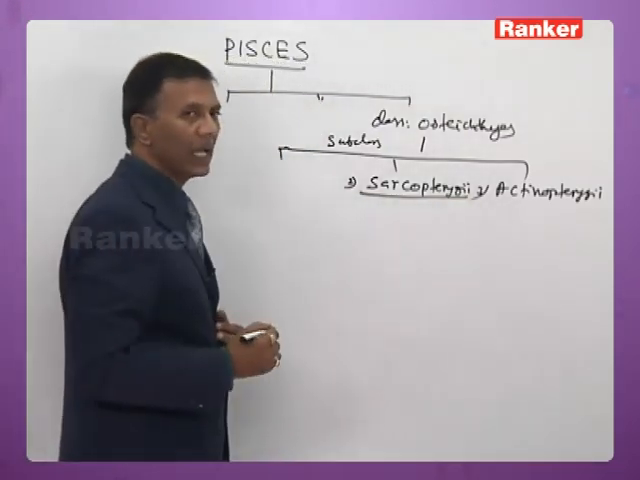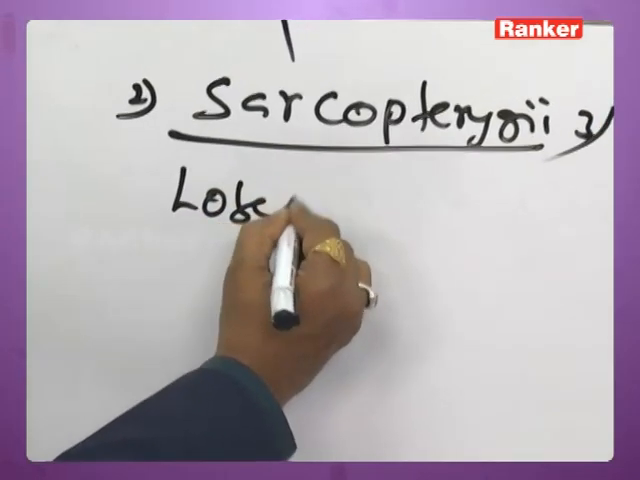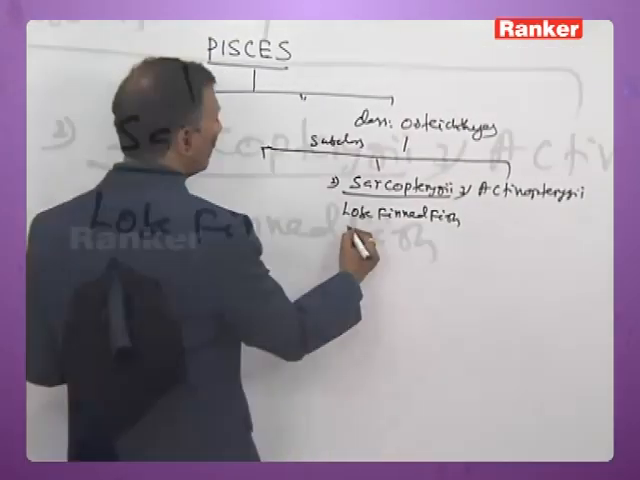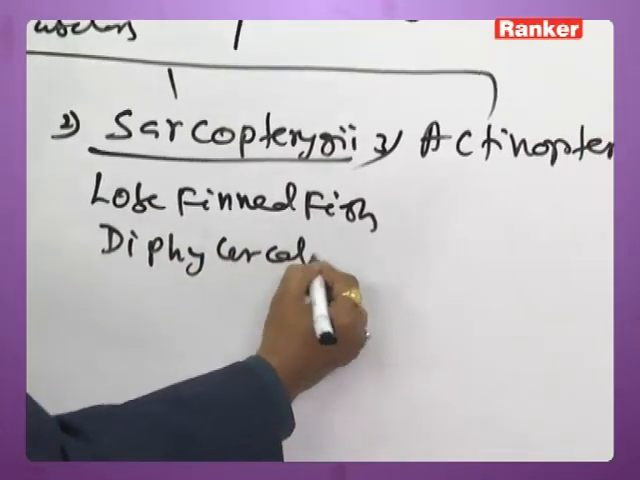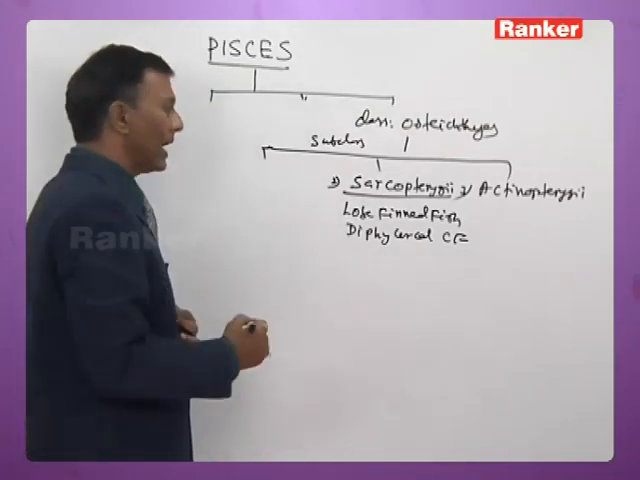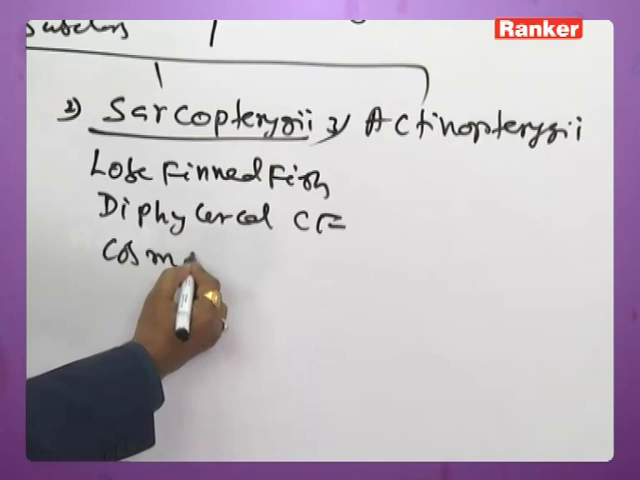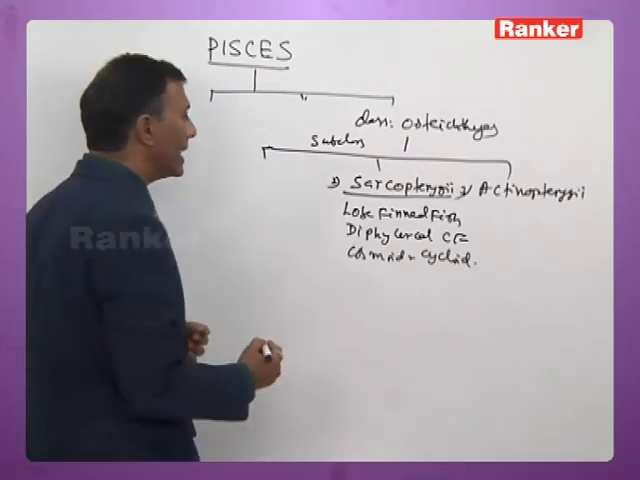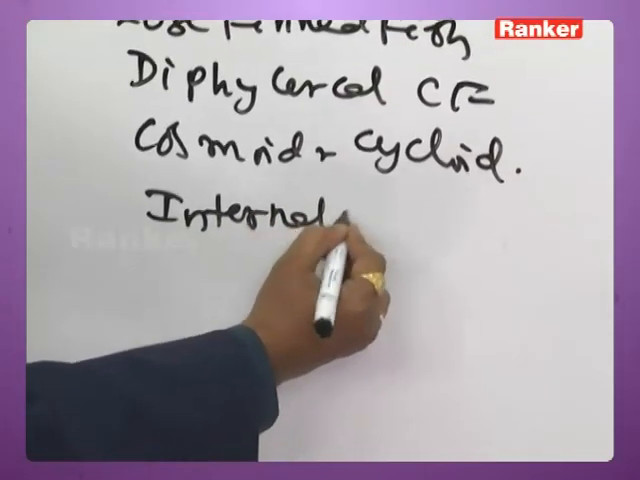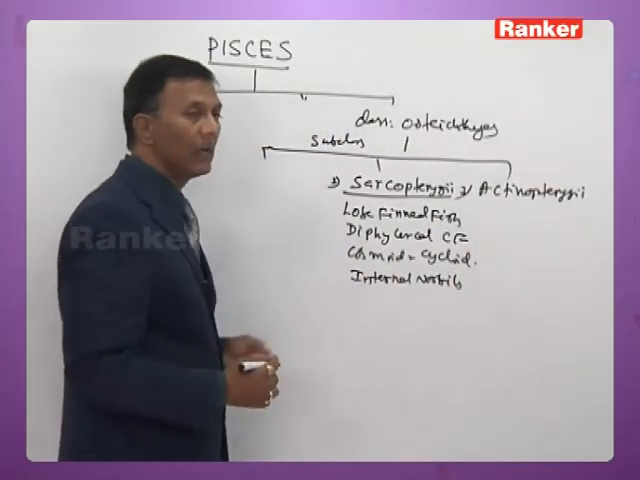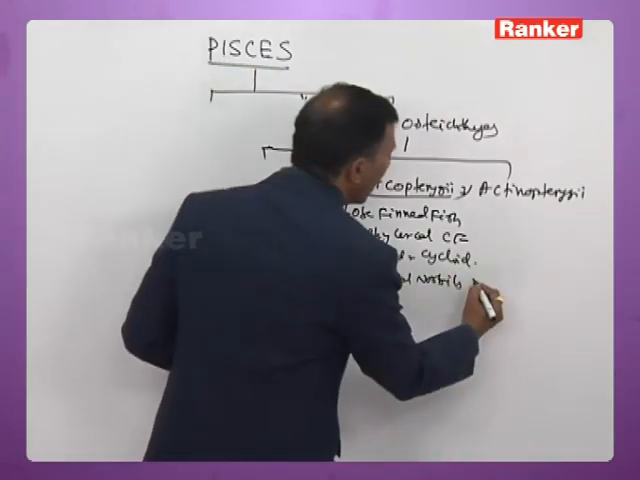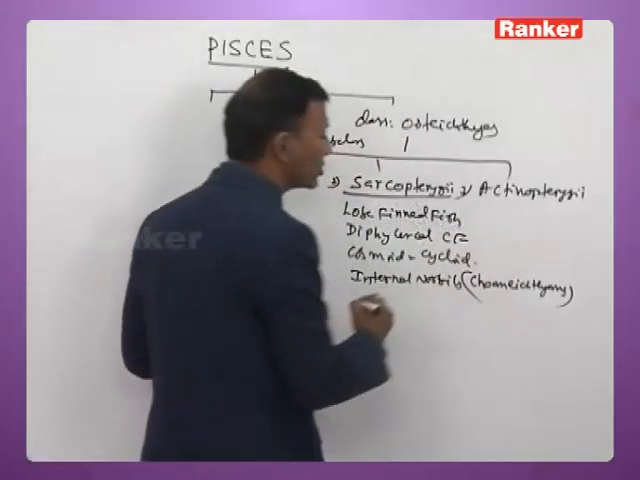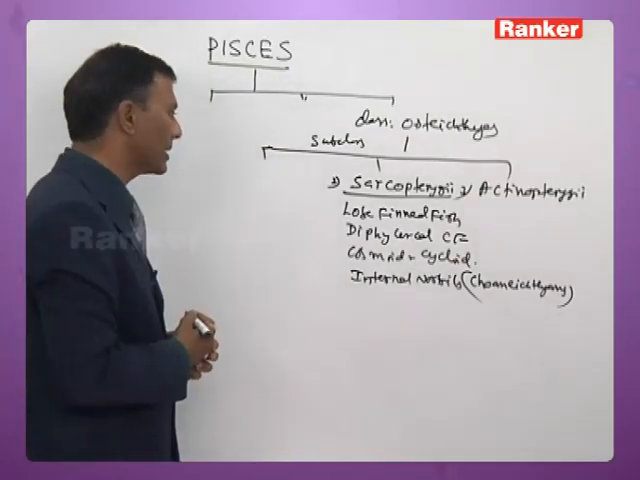Now, the subclass Sarcopterygii, they are commonly called lobe-finned fish. Most of them have diphycercal type of caudal fin, and they have either cosmoid or cycloid scales. Internal nostrils are noticed for the first time in this. That's why the Sarcopterygians are also called Choanichthyans. They are also called Choanichthyan fish due to presence of internal nostril.